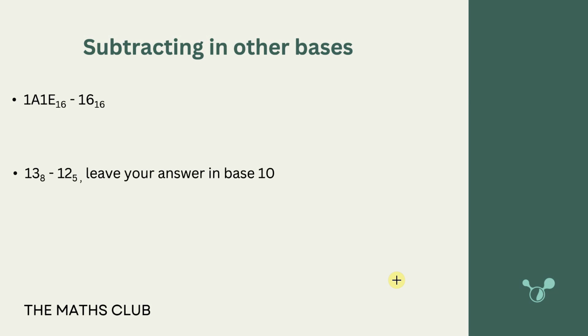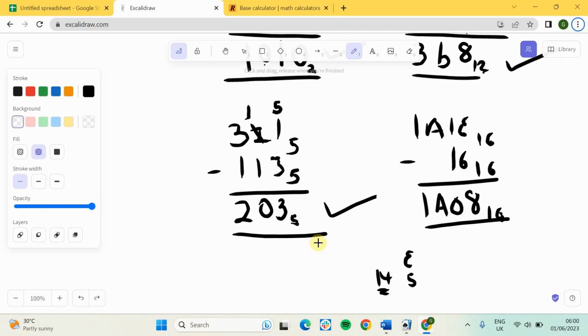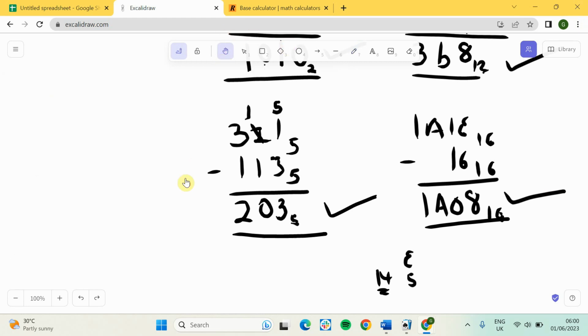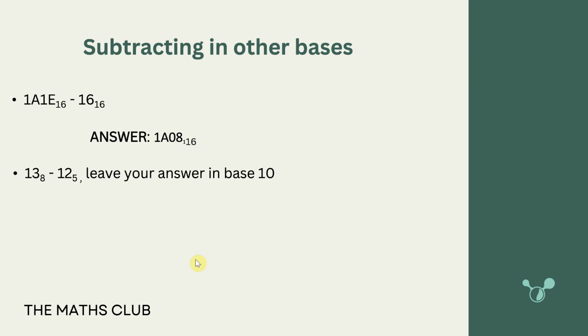So let's see. We had 1A08 base 16. We did very well, right? So let's see. This is the last question that we're going to solve on that subtraction. This one is saying 13 base 8 minus 12 base 5. Leave your answer in base 10.